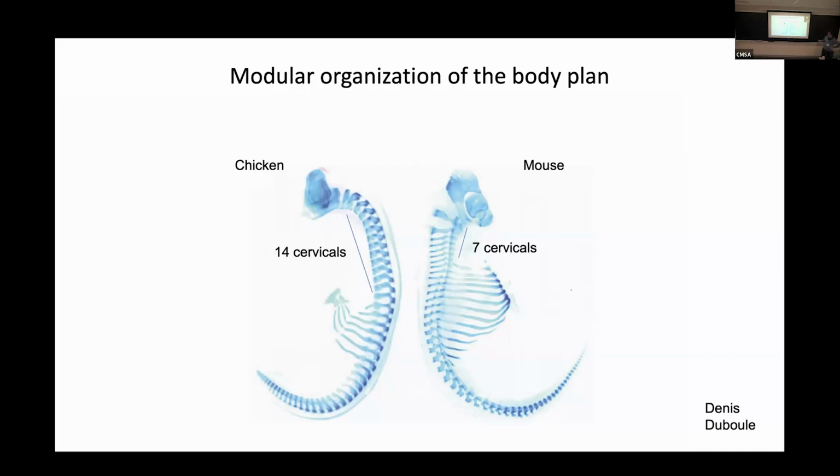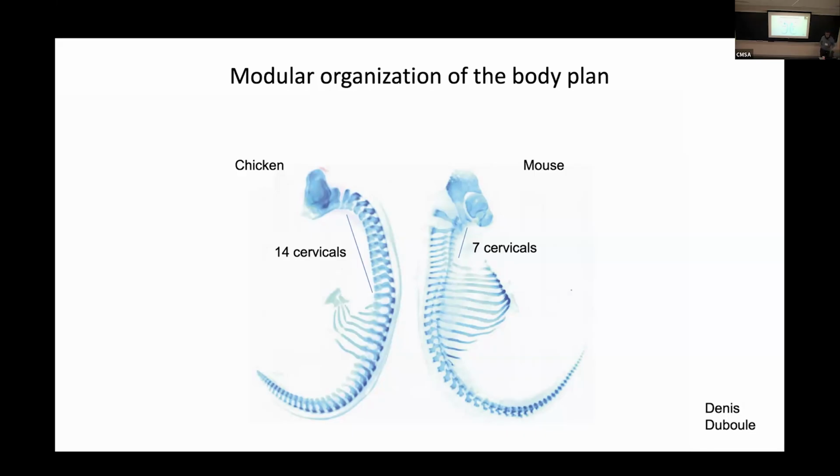There's a lot of diversity of the vertebral formula across vertebrates. You can see this in this nice picture, a comparison between a chicken skeleton and a mouse skeleton. You see immediately that the chicken has a long neck, whereas the mouse has only 7 cervicals, like pretty much all mammals. But the mouse has more thoracic vertebrae, whereas the chicken has a small thoracic cage, and so on.